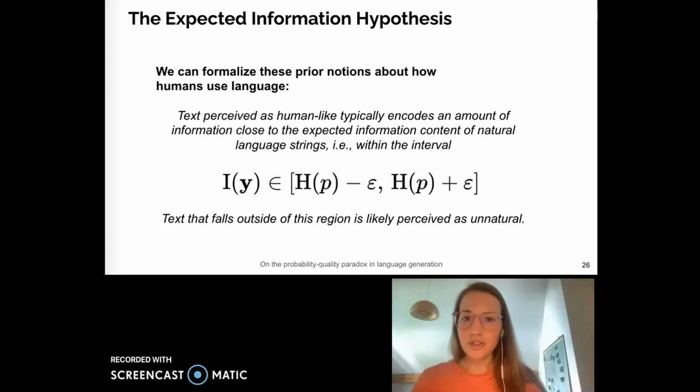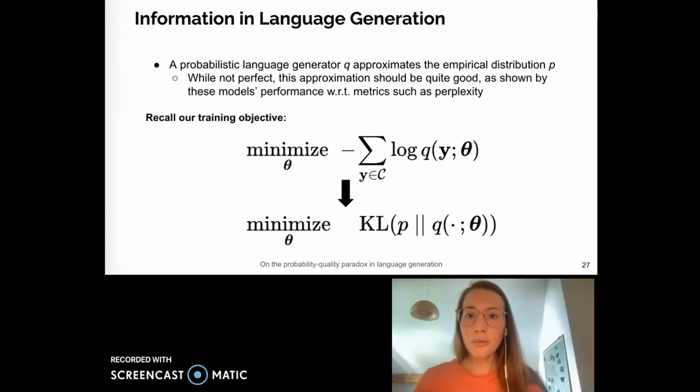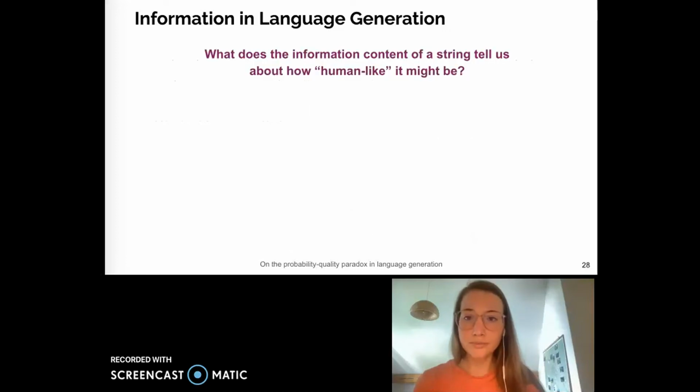And how is it possible for us to actually test this theory out? Well, that brings us to our experiments. So while we might not have access to the true distribution P, it happens to be exactly the thing that our language generator Q is approximating. And it's not a perfect approximation, but it should be quite good given that these models are performing so well on metrics such as perplexity. So this means that we can use Q to approximate the information content of a string simply by taking its negative log probability under our model.